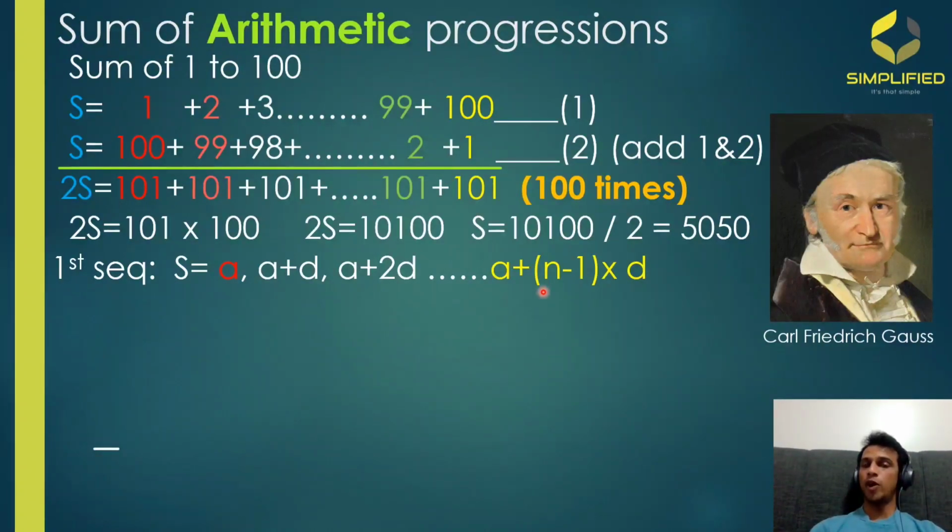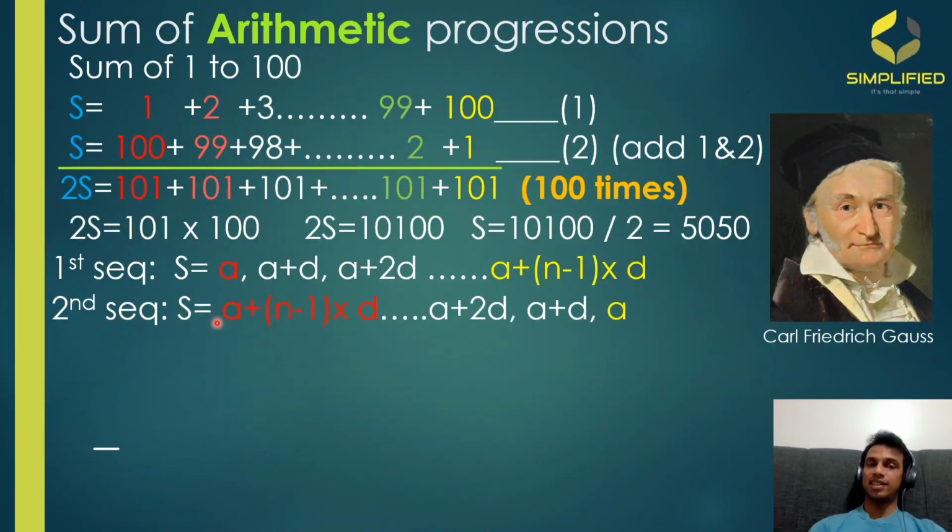So the last term will be, obviously, an. We already know the equation for an. We've been discussing this all the way in the first episode. So an is equal to a plus n minus 1 into d. So this is how we are representing the sequence. And now we need to do the same process Gauss did for the second step. We are going to represent it in the reverse order. So reverse order means our first term now becomes a plus n minus 1 into d. So this is how the second sequence comes.